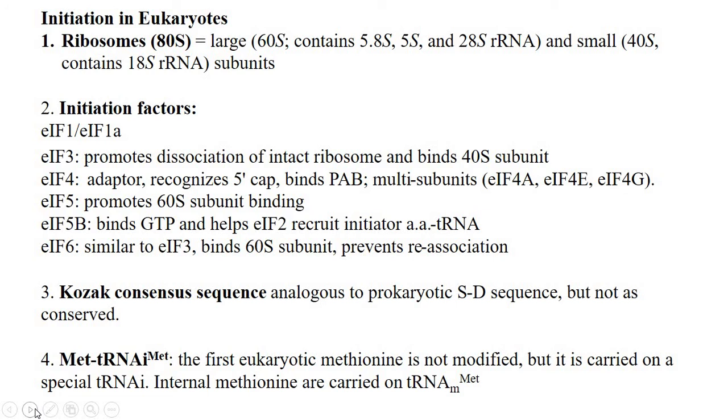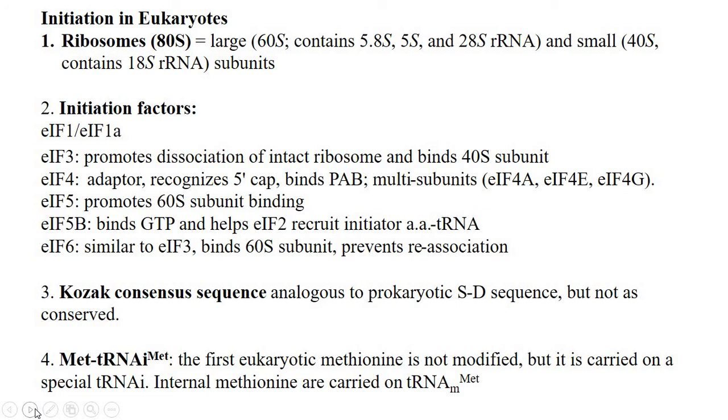Initiation in eukaryotes also involves all these components, although there are some differences. Ribosomes are 80S in eukaryotes instead of 70S. There are multiple initiation factors. Initiation factor 1, 1A, 3, 4, 5, 5B, and 6 are all required at different steps. Kozak consensus sequence is analogous to the prokaryotic Shine-Dalgarno sequence, but it is not as conserved as the Shine-Dalgarno sequence.